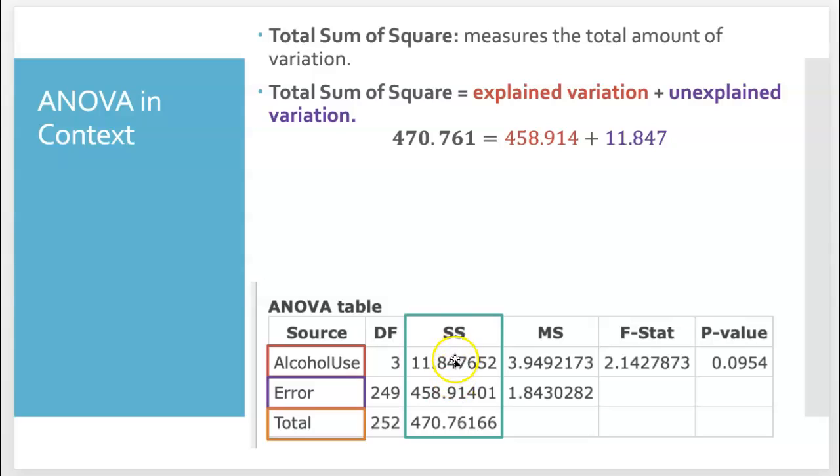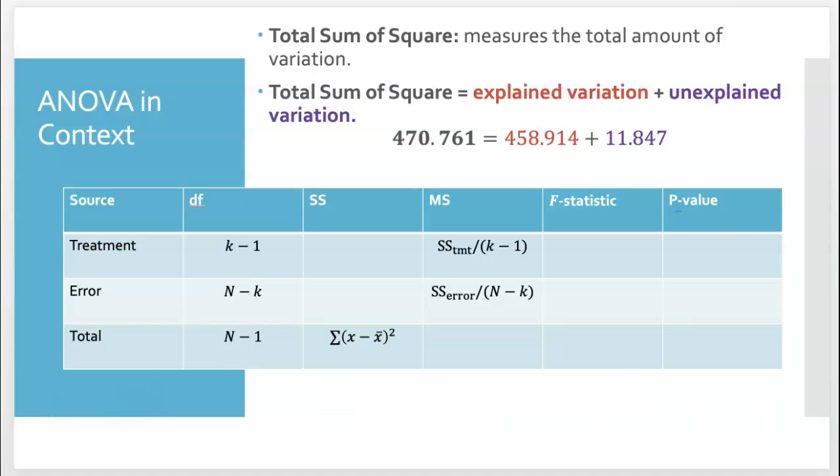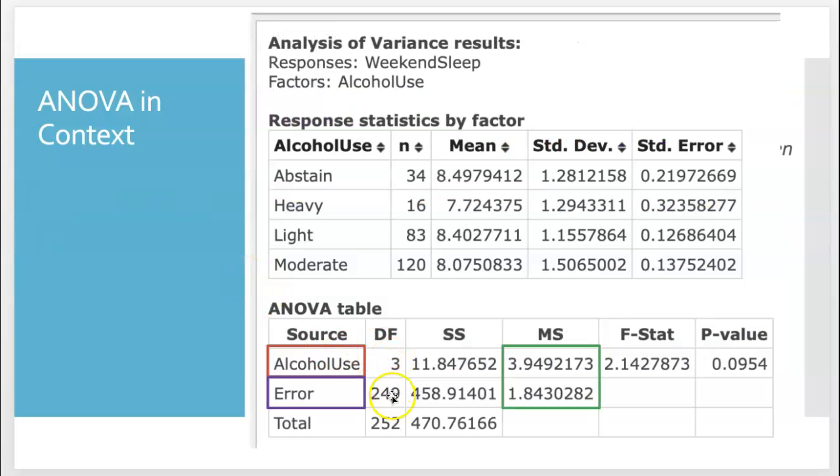Like I said, we can't compare these right away because it's like comparing apples to oranges. So once we divide by the respective degrees of freedom, now we can compare them, and this is what we get. This is saying that the explained variation by the treatment variable is 2 times larger than the unexplained variation within groups.